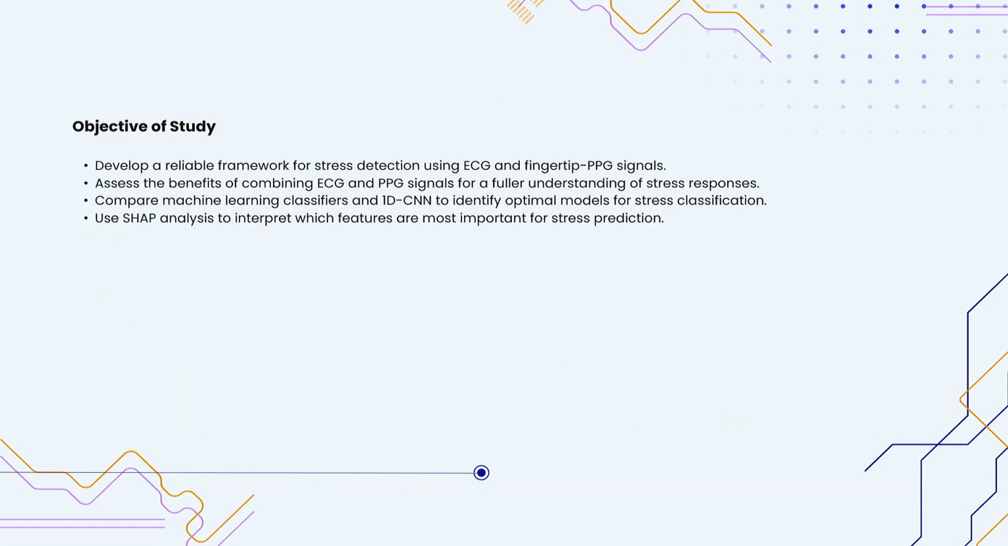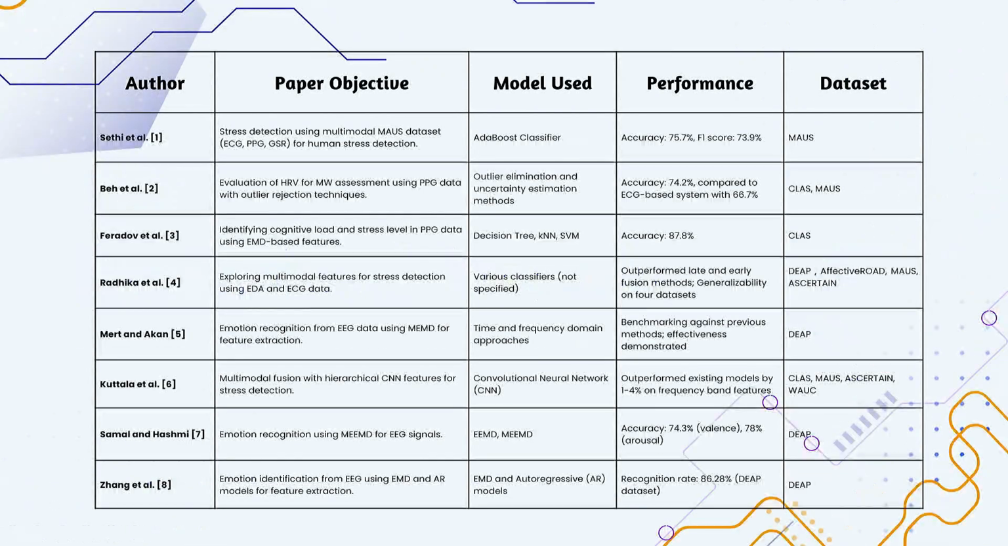The objective of my study was to develop a reliable framework for stress detection using ECG and fingertip PPG signals, and to assess the benefit of combining ECG and PPG signals for understanding stress responses. I have also compared machine learning classifiers and 1D CNN for identifying optimal models for stress classification, and used SHAP analysis for feature importance. Next is the related work.